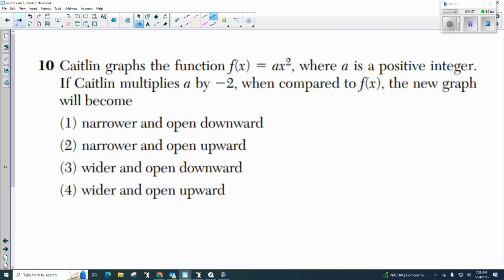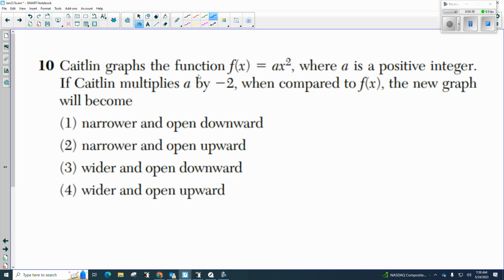Okay. Number 10. Caitlin graphs the function f of x equals ax squared, where a is a positive integer. If Caitlin multiplies a by -2, when compared to f of x, the new graph will become, and then we have a bunch of options here. Okay, so notice they just keep narrower and open downward, narrower and upward, wider and downward, wider and upward. So they're just mixing all the options up.